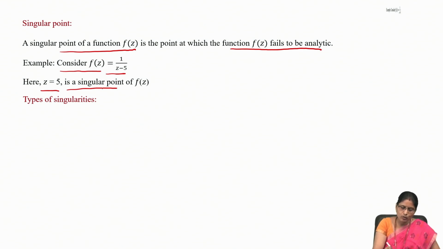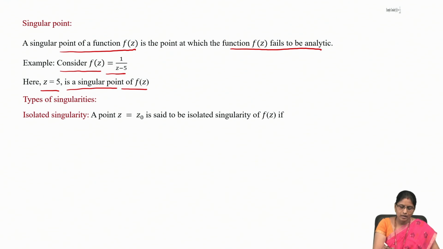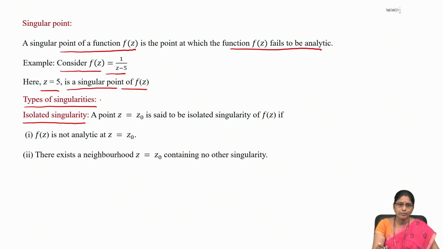Therefore, z equal to 5 is a singular point of the function f of z equal to 1 by z minus 5. Next we discuss different types of singularities. First we discuss isolated singularity. So what is an isolated singularity point?